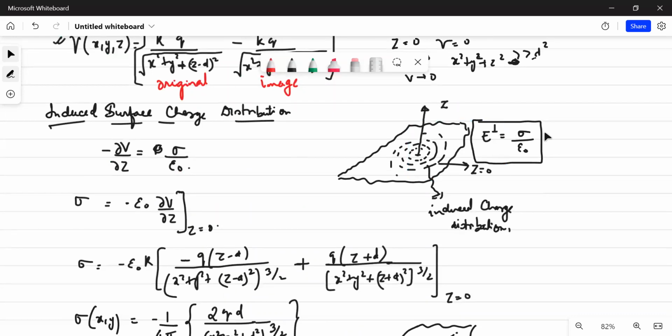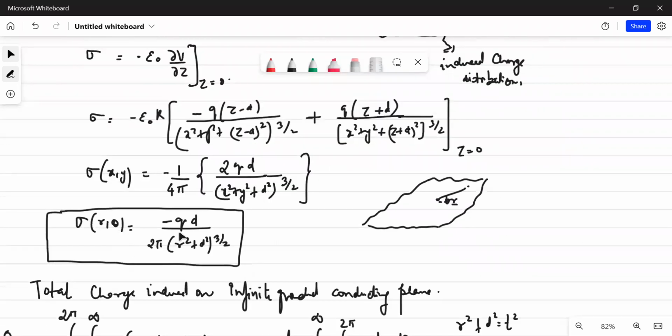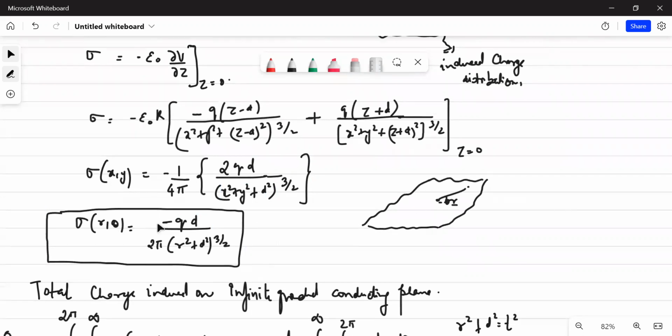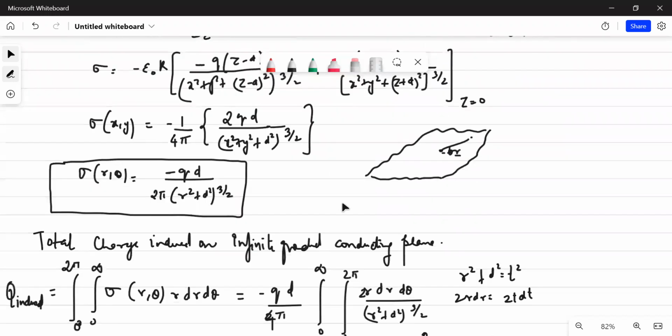That is, the electric field near the surface of the conductor is given by sigma upon epsilon. And if you want to find that, you have this potential and the normal derivative of the potential. The infinite grounded conducting sheet is on the z equal to 0 plane, so normal to it would be the z-axis. So minus del V upon del z at z equal to 0 would give you sigma upon epsilon naught. And you can clearly see that sigma would be minus qd upon 2 pi, x square plus y square plus d square raised to power 3 by 2. If you want to write this in polar coordinates, instead of x square plus y square, you can write r square plus d square.